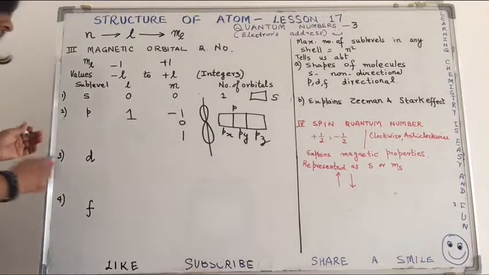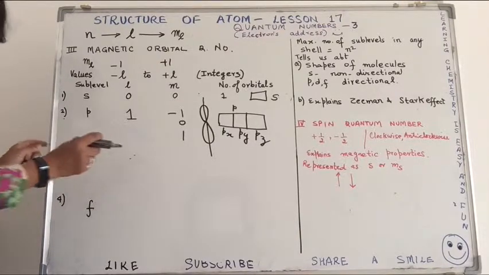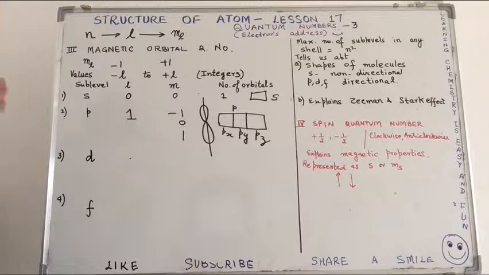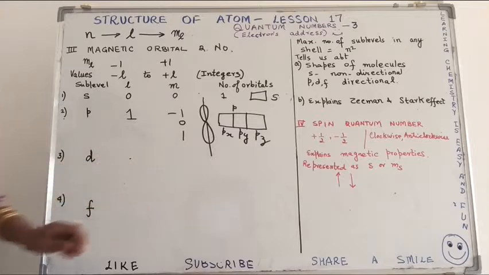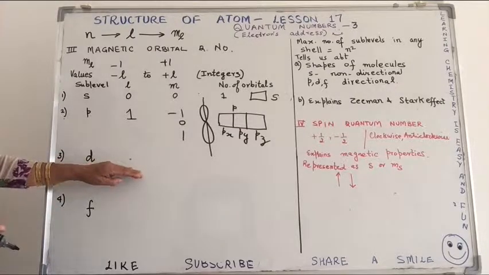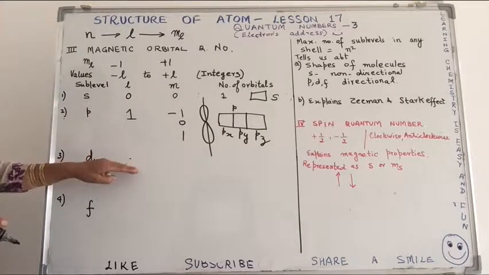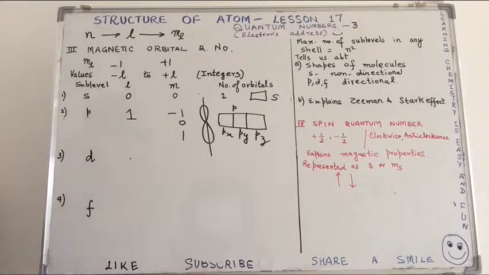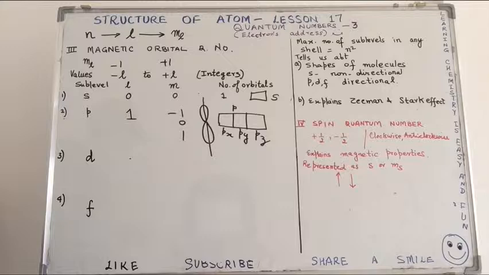Coming to D, what is the value of L for D? Pause the video. Try getting the value of L, try getting the values of m, and predict how many orbitals there are. When you pause the video and do it yourself, you will get confident as well. So, an earnest request: please try this yourself. Try the D and the F sublevels yourself and then match with the answer we are going to do further on in this video. Go ahead, pause and do it.